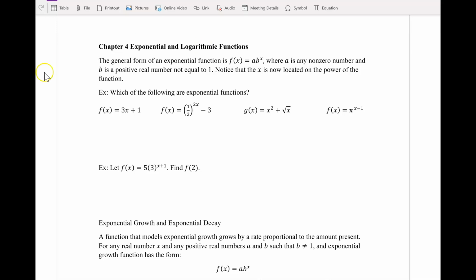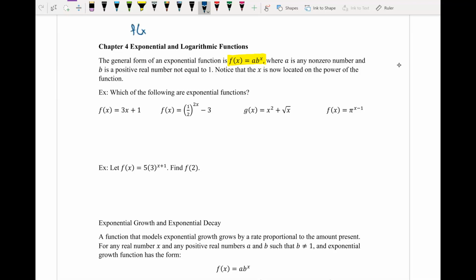So generally, an exponential function has the following form. So it looks kind of like this. Let me go ahead and use the highlighter. It has a form of f of x equals a b to the power of x. So it's very different than the way that we find many different types of functions. We looked at polynomials, like a x to the power of n, and here n is an integer, a positive integer.